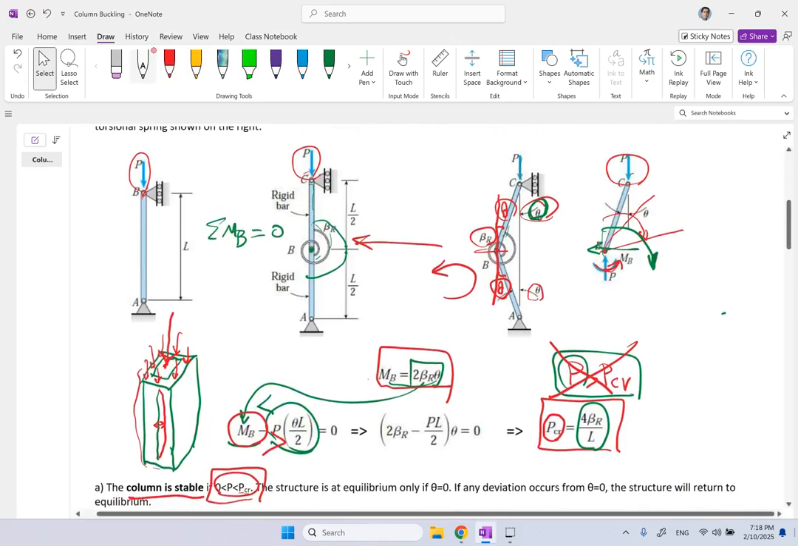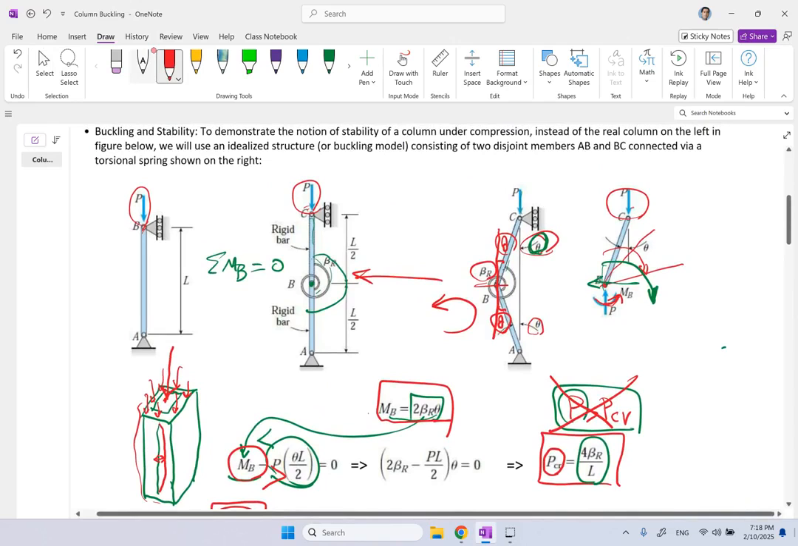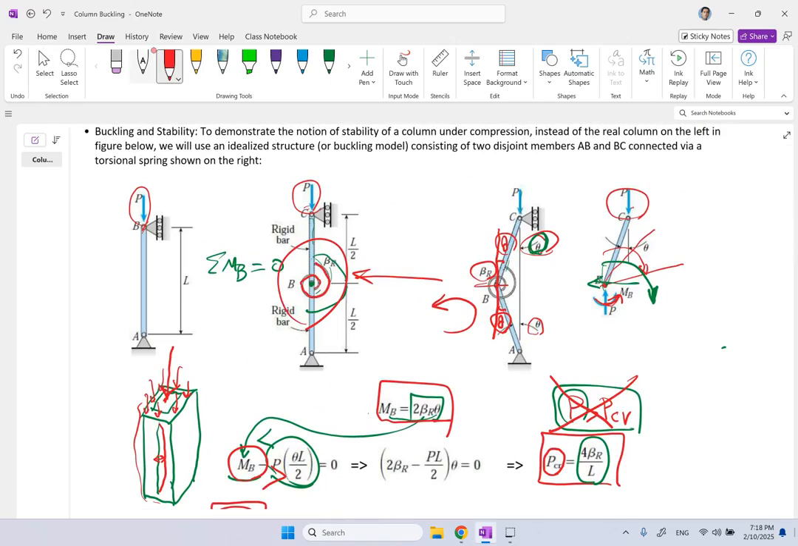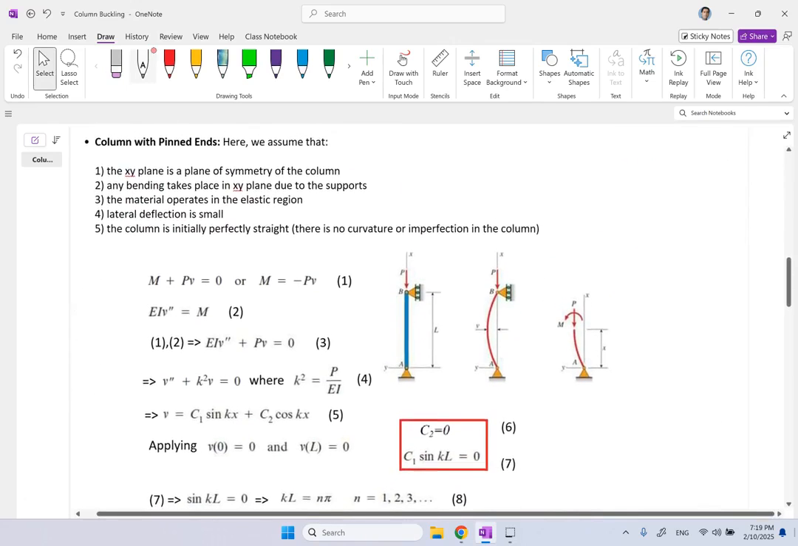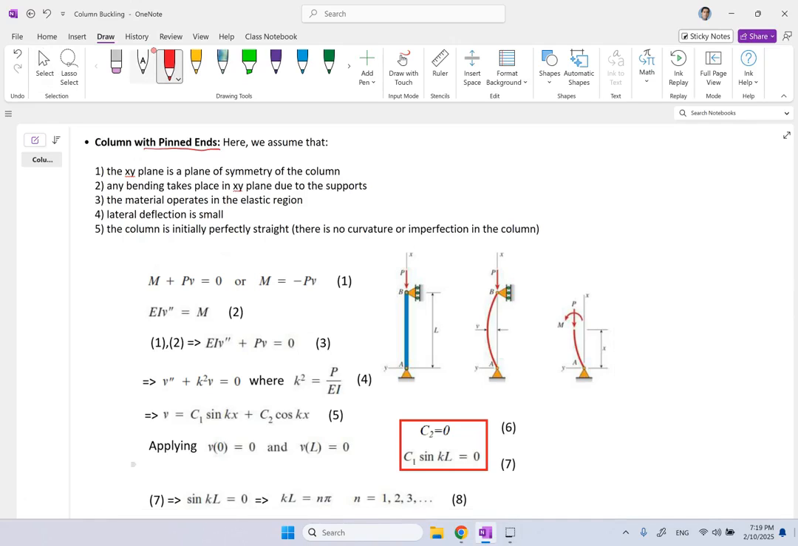Okay? Now, the formula that we found here was based on this virtual or artificial torsional spring. In reality, there is no torsional spring. We have to find an equivalent for this formula, a realistic formula. So for that, the first type of column that we are going to look at is two ends pinned. And this is what you can see here. A and B are both pinned, and B is allowed to go up and down, so the compression can happen.